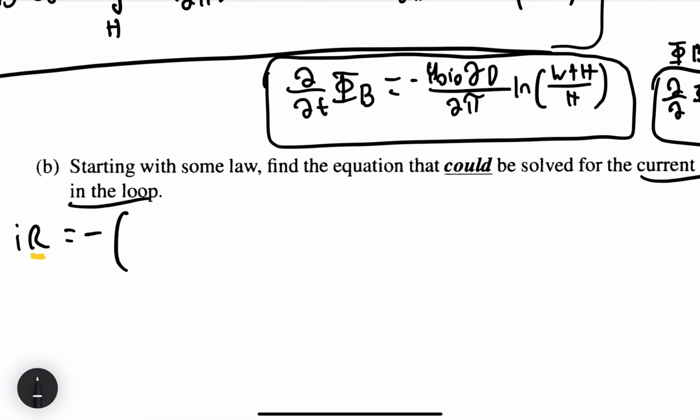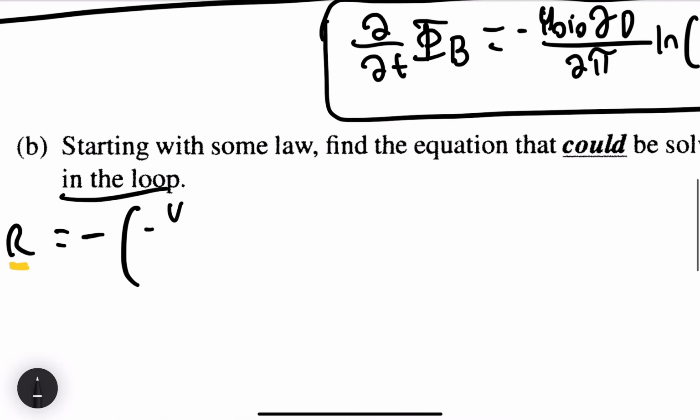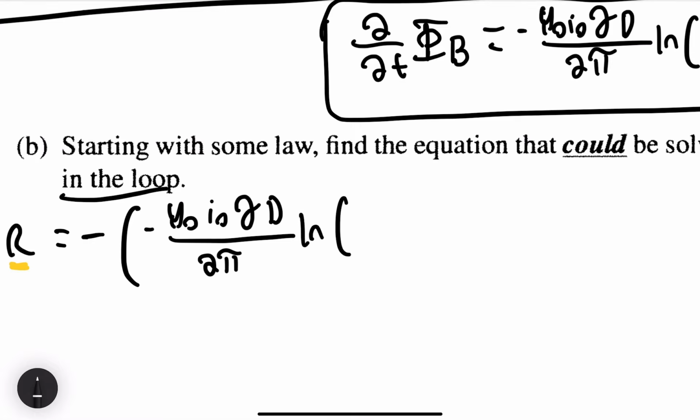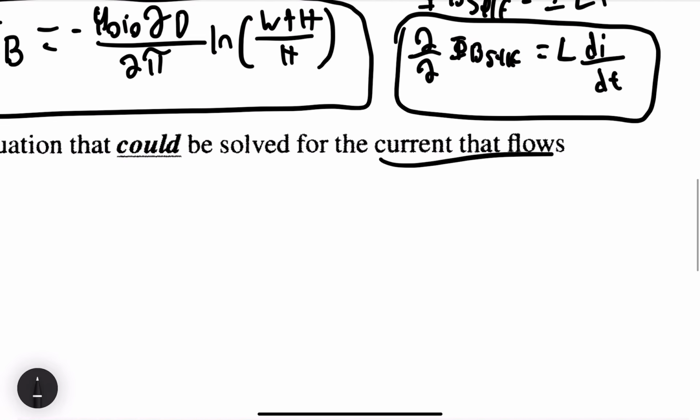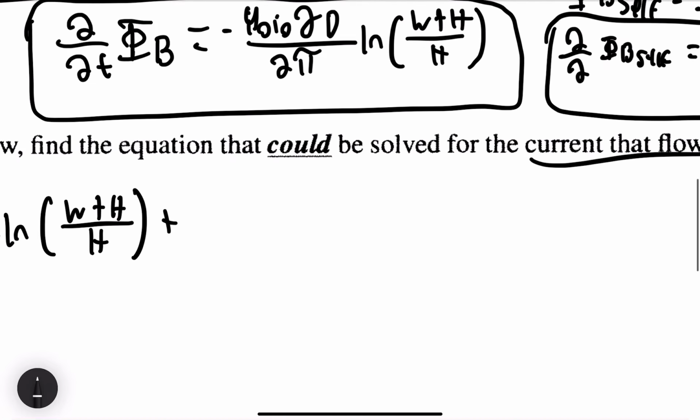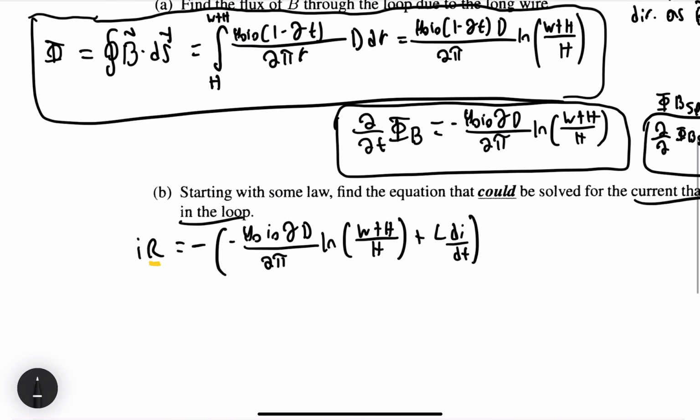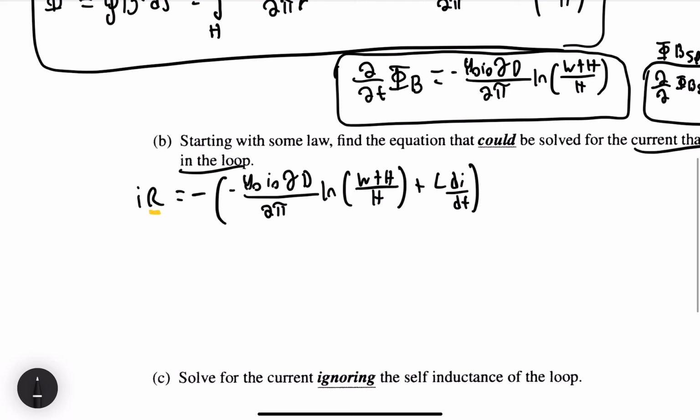Then I have another negative here. So negative mu naught I naught gamma D over 2 pi ln of (W plus H) over H. And then I would be adding plus L di/dt. And then you could distribute and simplify, but I'm just going to leave it like that.